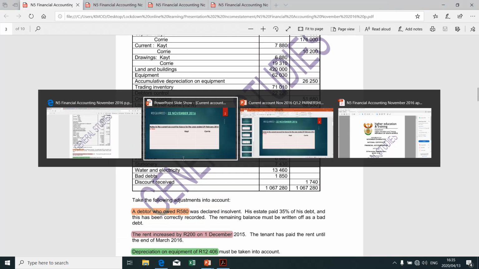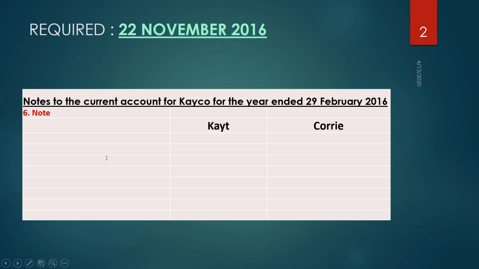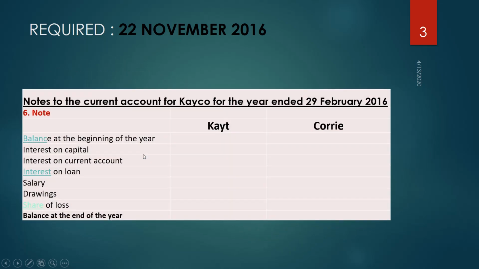Okay, let's quickly go back to the slide and see how the spreadsheet looks, the slide without amounts, of course. So this still relates to the note to the current account. I decided to omit amounts because in the next slide, I'm going to show you how it looks once we've calculated all amounts.